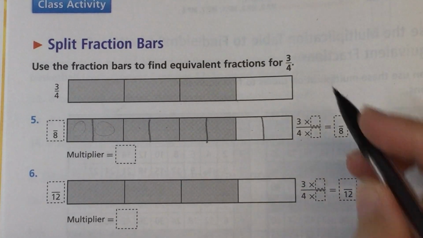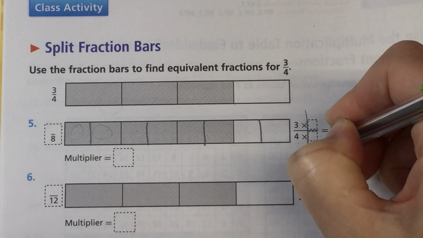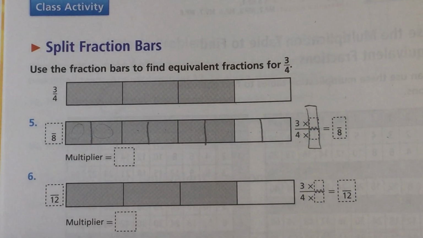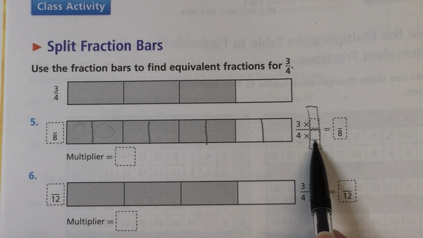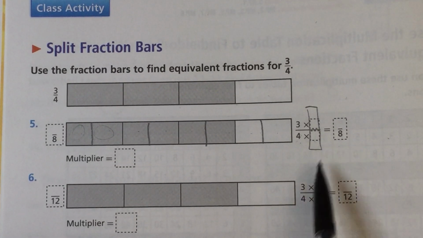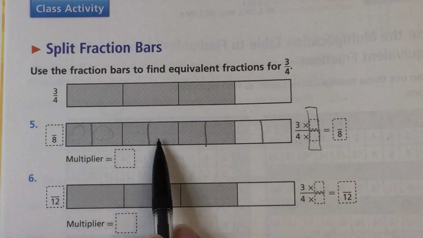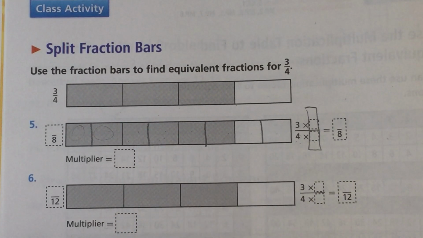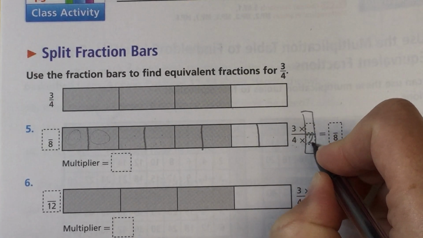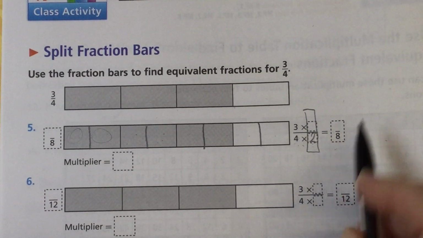Now the idea is we have to figure out what our magic 1 is. What is our multiplier here? So 4 times what equals 8? And you can think about it: how many sections did you make in each section that was already there? We made 2 in each one, right? So that's another way of thinking about this. 4 times 2 equals 8.